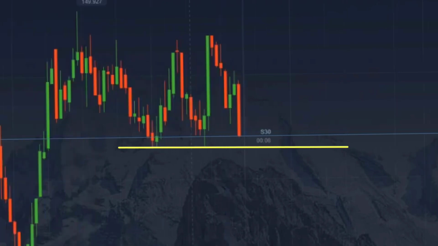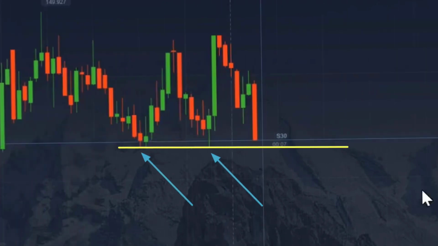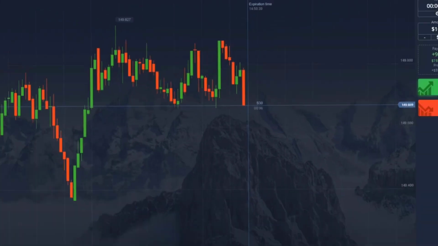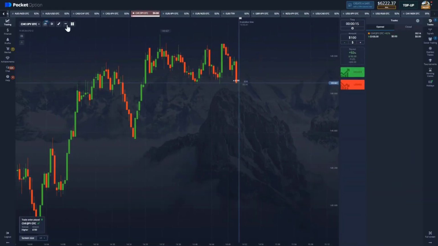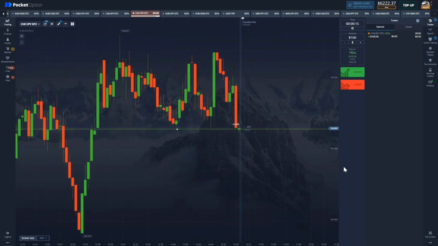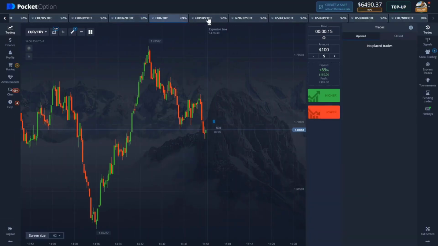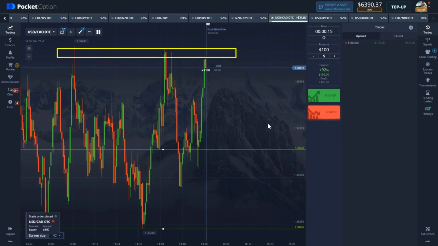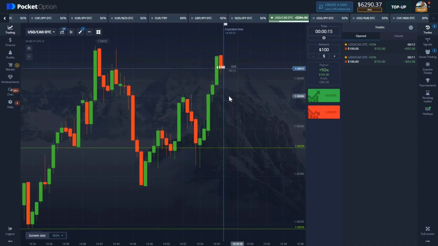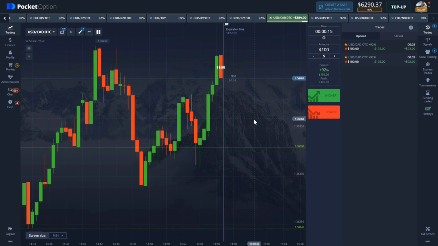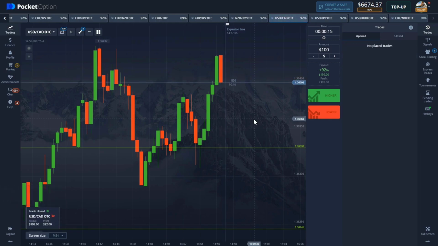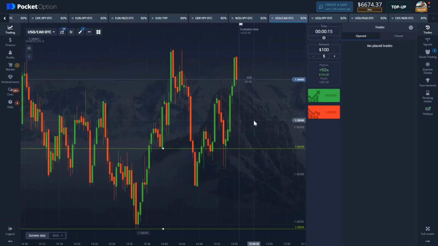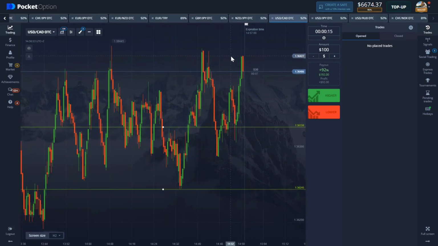So here is a good support because the market has gone up twice from here. So here the market can go up for 15 to 20 seconds. So here I will take an upward entry. There is a huge resistance here. I will definitely enter here. So in this way, if you take entry there after finding big resistance and big support, then your winning ratio will increase a lot.